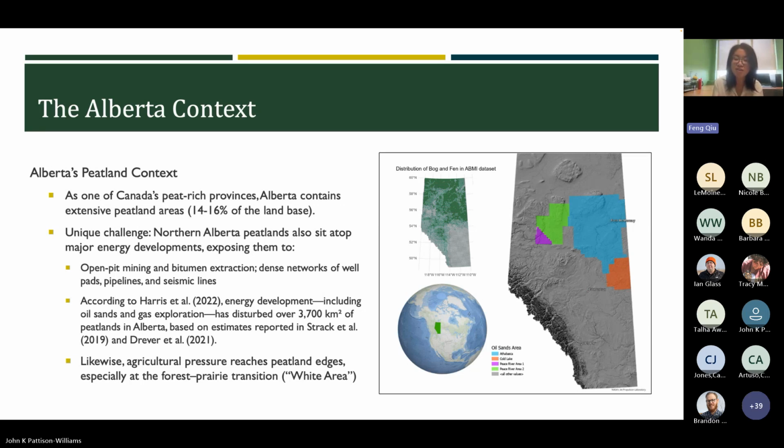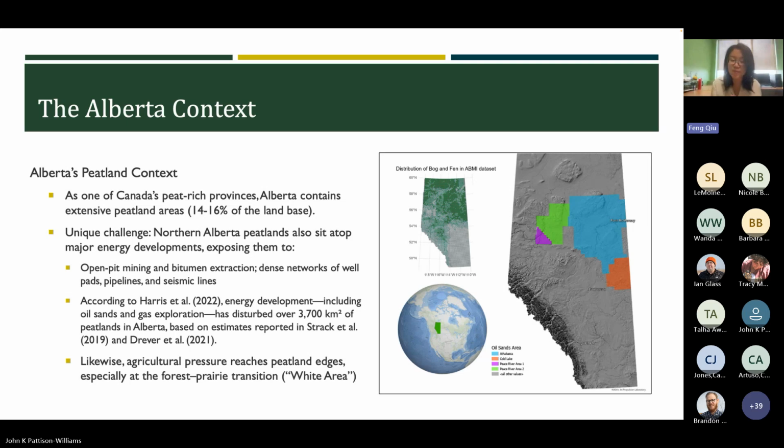But other than quantity, we are also in a very unique place in terms of peatland. If you look at this map, oh well, I cannot really use a laser pointer. If you check the Alberta map, you will see in the northern part those concentrated peatland areas almost perfectly overlaid with some of the world's largest oil sand reserves.